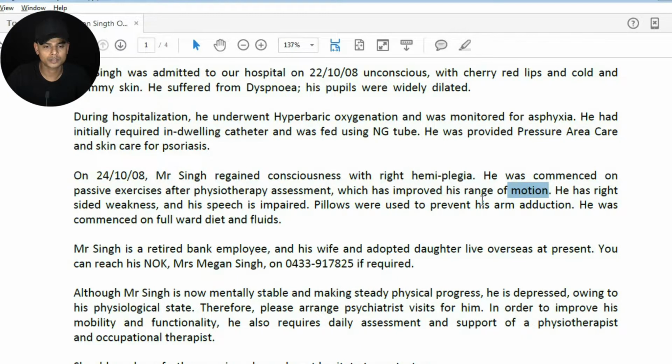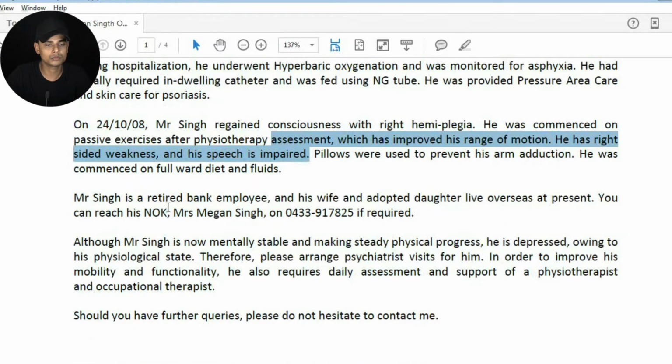Now, his present condition is this: he has right-sided weakness, his speech is impaired. Pillows were used to prevent his arm adduction. He was commenced on full ward diet and fluids. So that's his present condition. Understood? Now, we have to talk about his social background.